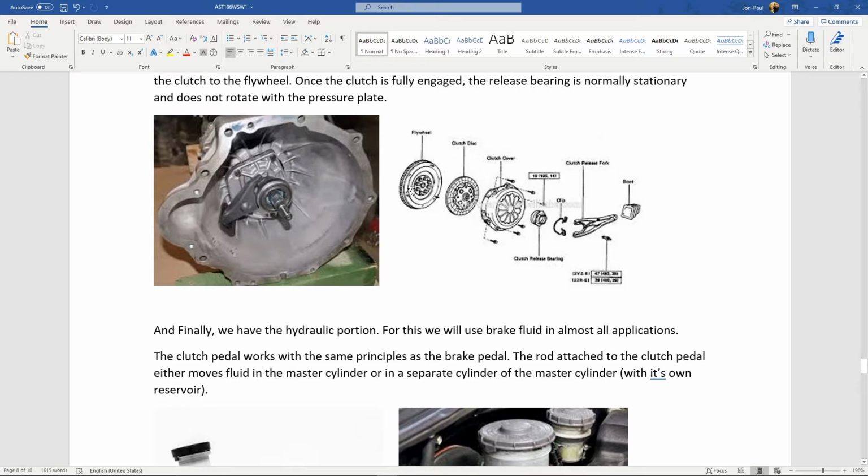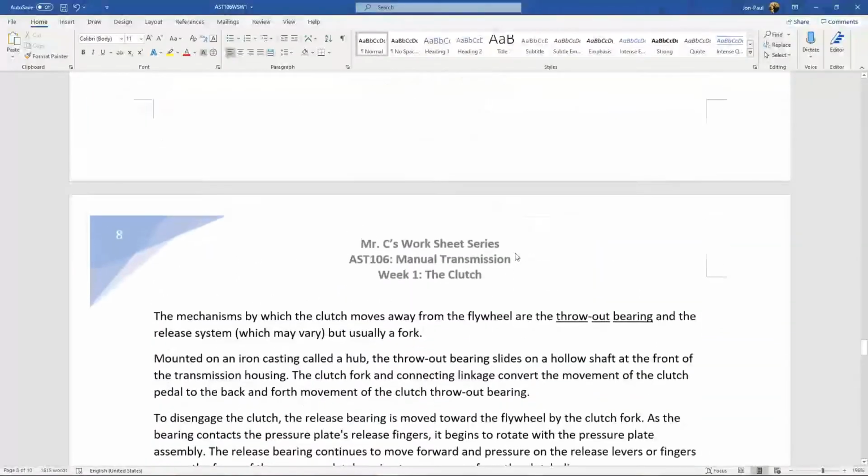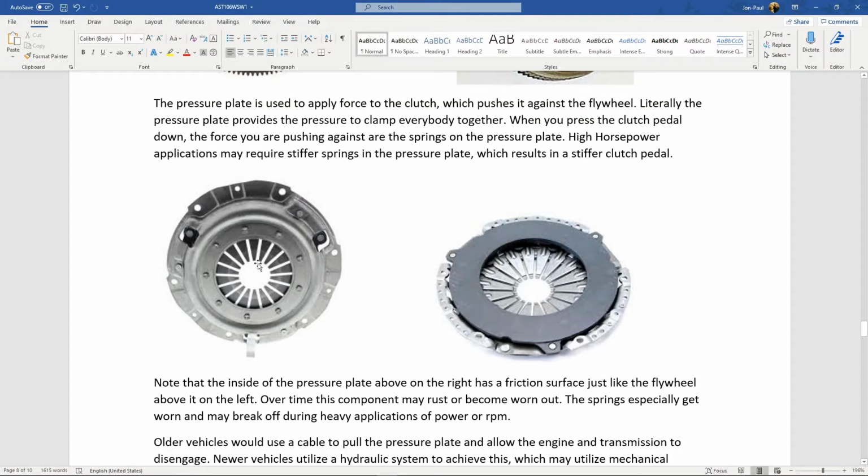Flywheel bolted to the back of the engine. Clutch plate sits in the middle. Then this says clutch cover, but this is the pressure plate. And the bearing gets pushed into the center of those fingers. The bearing pushes right here in the center.